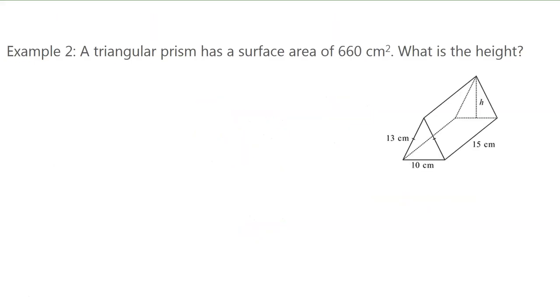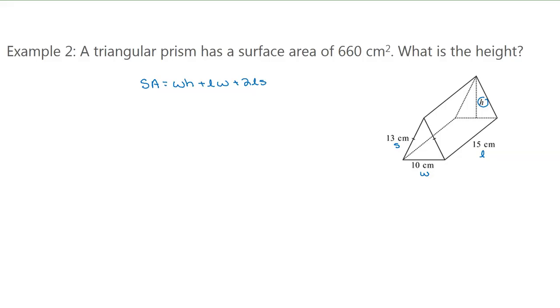Now let's look at an example involving a triangular prism. So this triangular prism here has a surface area of 660 square centimeters. What is the height? So let me start by writing out the formula for surface area of a triangular prism. So this here is W, this is L, this is S, and then here's our height here.